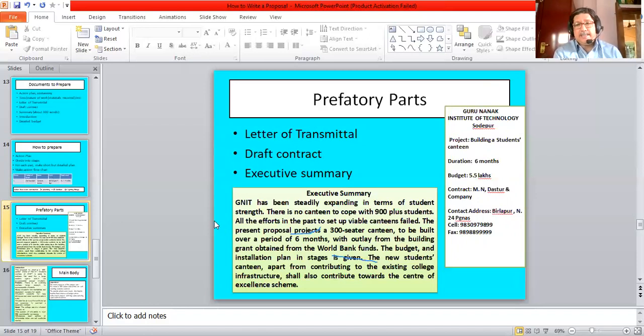So basically, you will see that the executive summary summarizes the problem, the project, the construction, as well as the outcome. Just like the summary of a report gives a recap of the entire document, this also does it over here in the executive summary of a proposal.